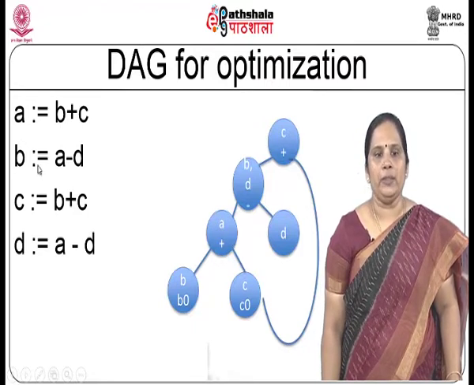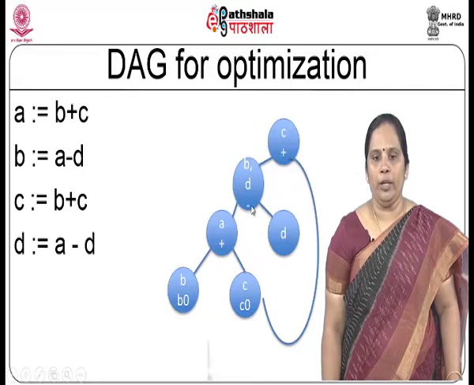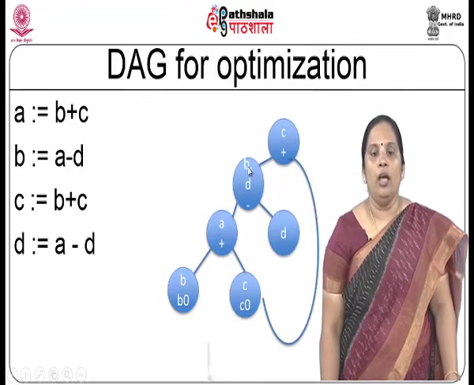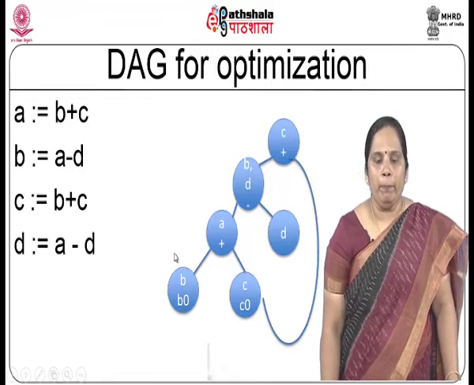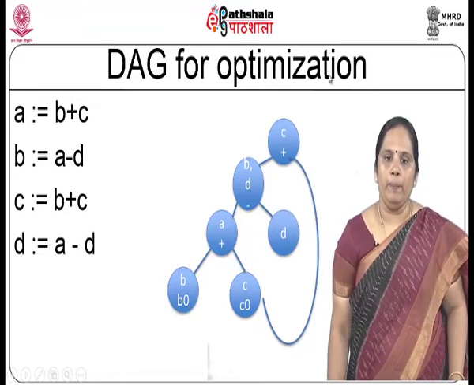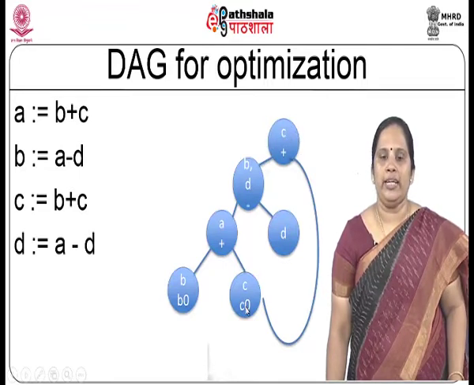Then the next computation is B is equal to A minus D. Is there a node A already available? Yes. Is there a node D already available? No. Therefore, I will create it. And then the interior node is a subtraction operator whose LHS and RHS will be the nodes A and D, and this is going to be called B. Now, once I name this node as B, my previous B becomes B naught. Then the next one is C is equal to B plus C. So I have a new node called B, I have a node called C, and I have an interior operator which is plus, and this new node is now going to be called C, therefore the previous node is assigned as C naught.